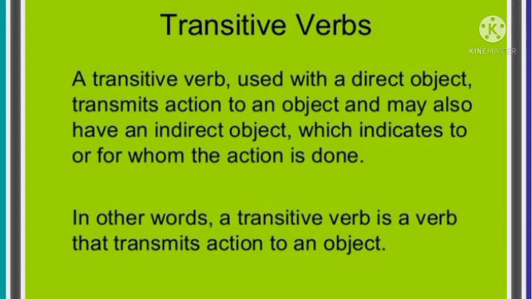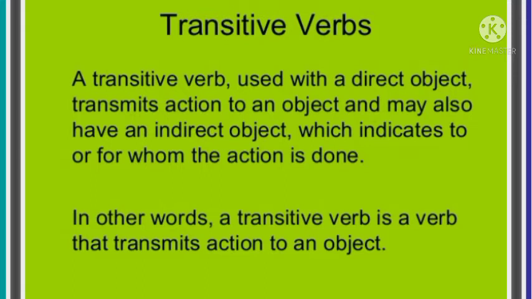A transitive verb is a verb which requires an object to complete the meaning. So a transitive verb always needs the help of an object to complete its meaning. Without an object, its meaning is not complete.